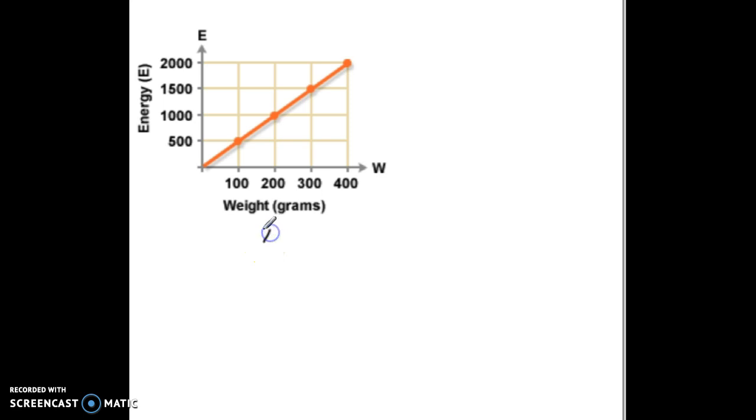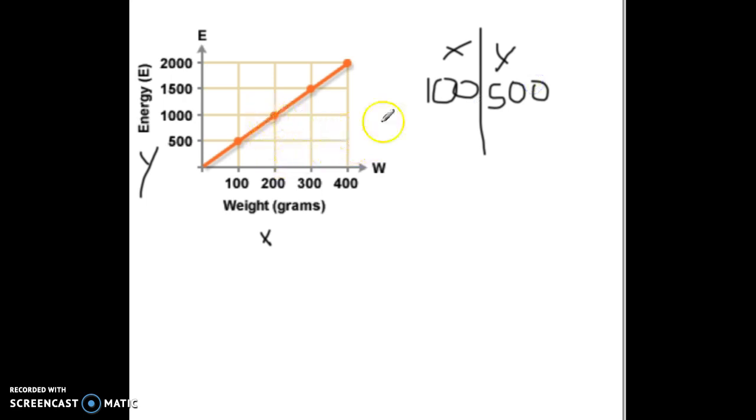So I'm going to call this part X and this one Y for my table. And so let's make up an XY table. And we'll just include a few of the points. We can do 100 and 500. Okay, let's just pick another point off the graph. How about 200 and 1,000?